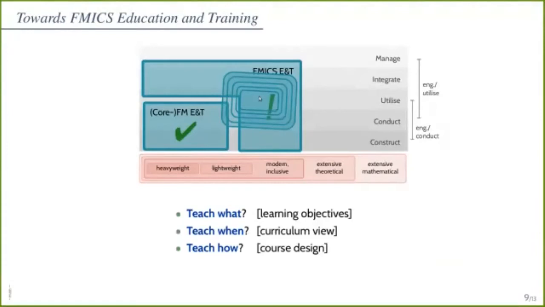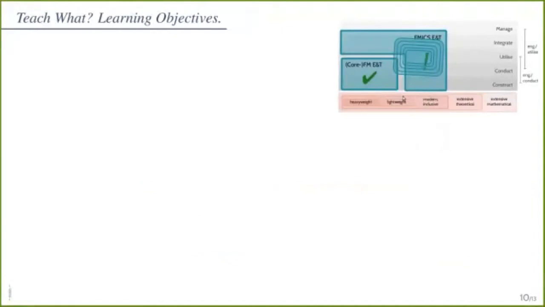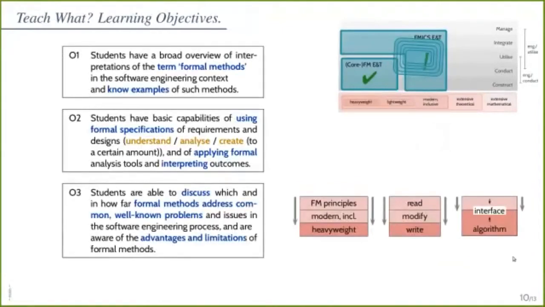Interestingly, both moves together, so to inclusive and to utilize, open up a new design space. And I will present our corresponding design ideas and experiences in the remaining few minutes. Details are all in the paper. Okay, teach what, when, and how. The three tables here on the bottom right anticipate a bit of all three. The what is mostly in the light red areas here. For FMICS education, I propose to explicate and emphasize principles of formal methods and go for a good coverage of modern inclusive, but without heavyweight. This can be an elective extra course.